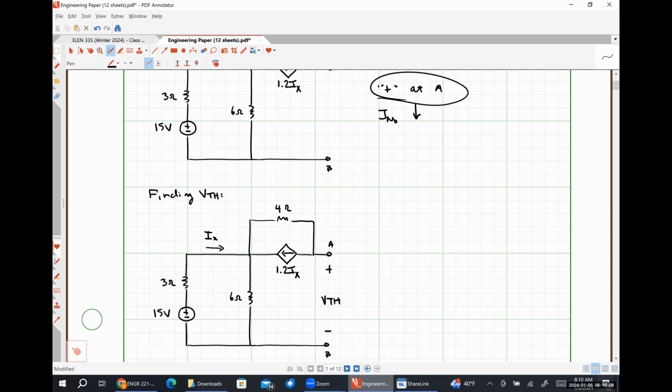So why do you say mesh? Mostly because when you look at the IX coming from the voltage source, and it's also the other side where terminal A is, and you don't want those.